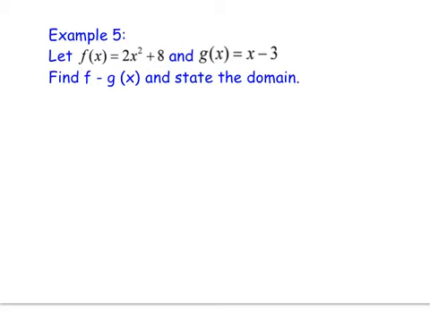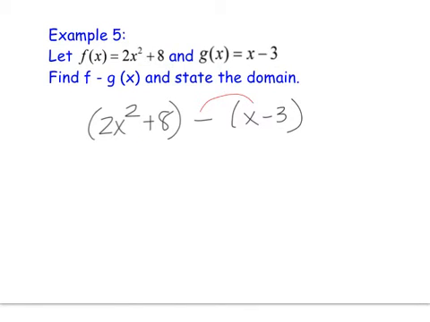So the next example, it says let f of x equal 2x squared plus 8 and g of x equal x minus 3. Again, we're supposed to find f minus g of x and then state the domain. So the first thing we want to do is write the f function in parentheses minus the g function in parentheses. And now we're going to take the negative sign or the subtraction and we're going to distribute it into that second function and rewrite. So now we will have 2x squared plus 8 minus x, and minus a negative becomes plus a positive 3.